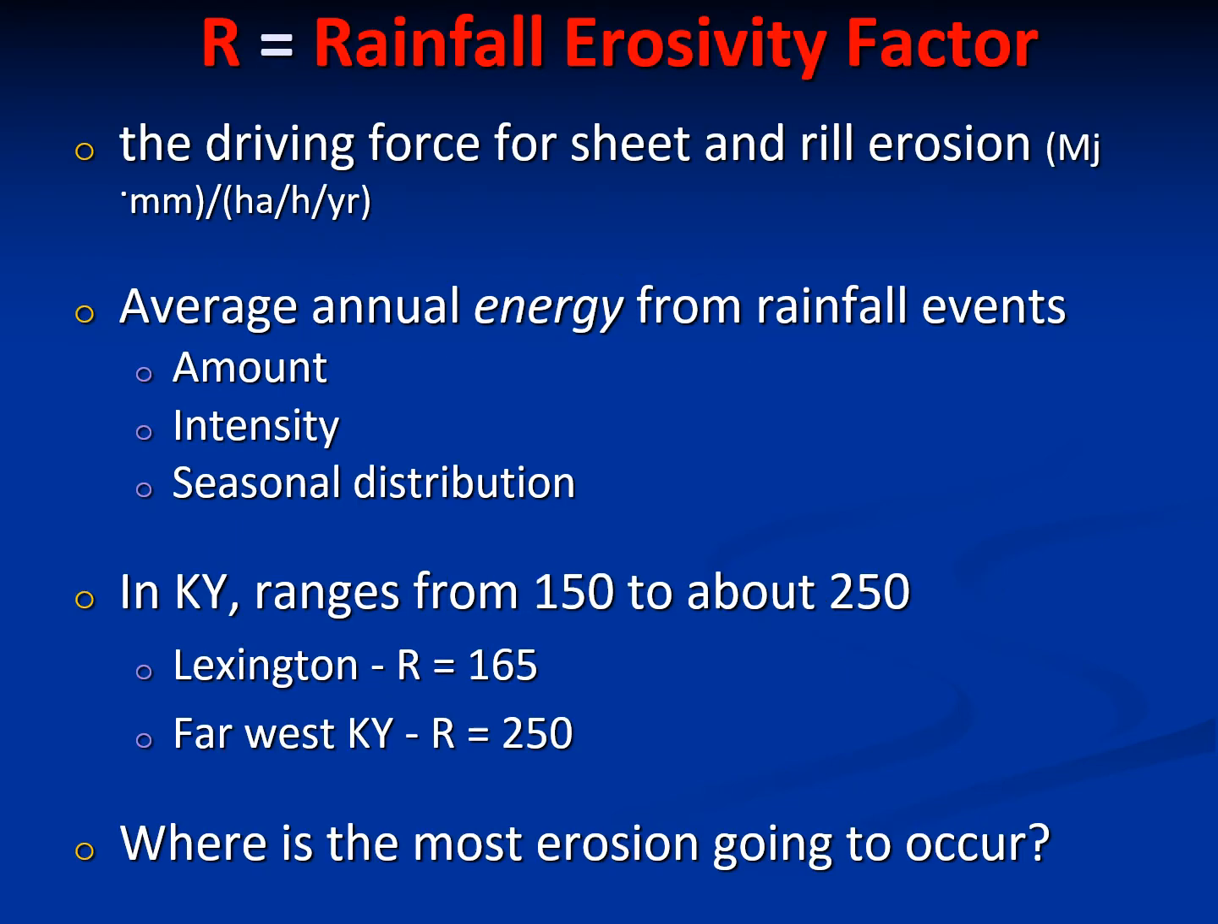The rainfall erosivity factor, or R, is the driving force for sheet and rill erosion. The average annual energy from rainfall events, including the amount, intensity, and seasonal distribution, is taken into effect. So for example, in Kentucky, this ranges from about 150 to about 250. In Lexington, Kentucky, it's 165, but in far west Kentucky, the rainfall erosivity factor is 250. Where's the most erosion going to occur? It's going to occur where the rainfall erosivity factor is higher.